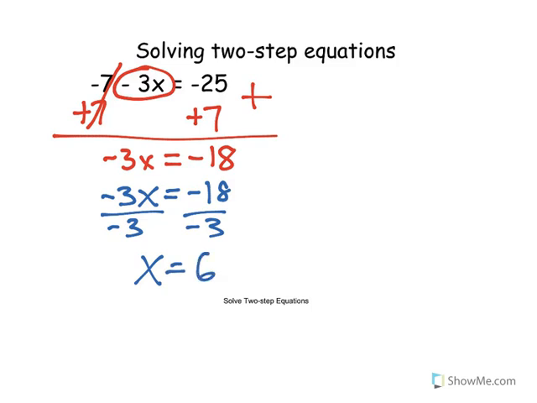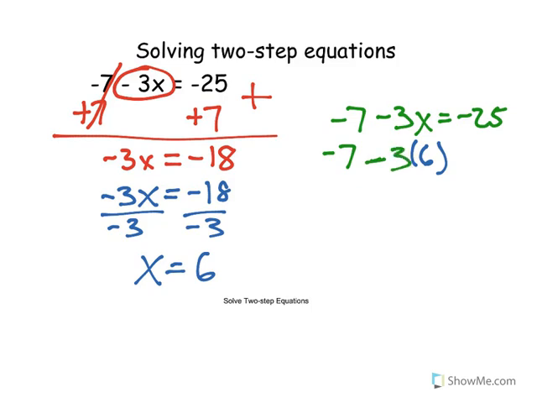Now I want to quickly check this one just so I can show you what it looks like, because it does get a little tricky with the negatives there. So I'm going to substitute the 6. I'm going to leave everything else exactly the same. Now, really important step here. Think about what we did with the distributive property and order of operations. I'm multiplying negative 3 times 6. Negative 3 times 6 is negative 18.